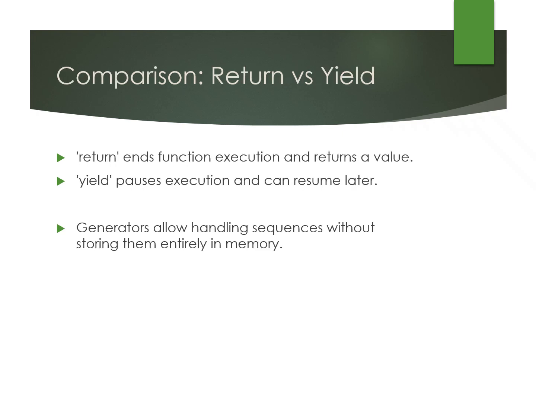Slide 8. Comparison: return versus yield. A return statement ends the function and sends back a value. A yield statement pauses the function and saves its state. When using yield, the function becomes a generator and returns a generator object that can be iterated. This allows you to process data more efficiently.